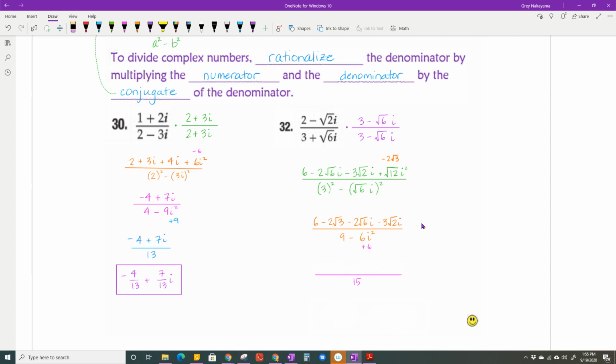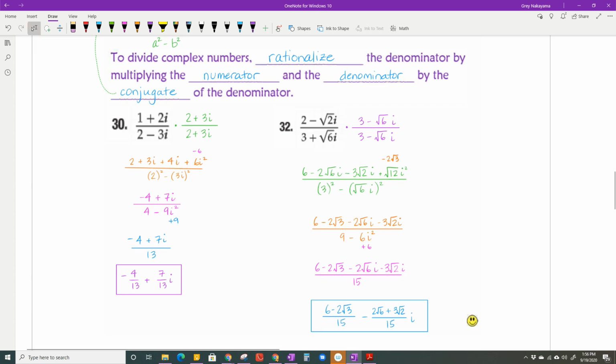And my top is not really going to change. I do have to separate it, and I'm separating it for the real part. And the real part is, again, those parts that don't have an i with them. And the imaginary parts are the ones that do. And so that's how you write that answer.